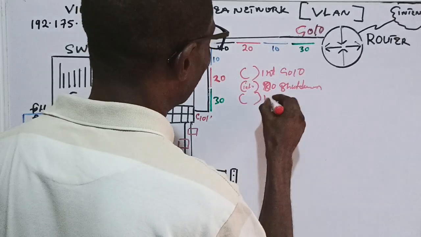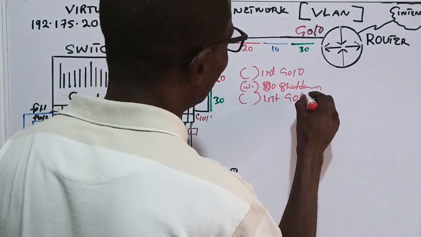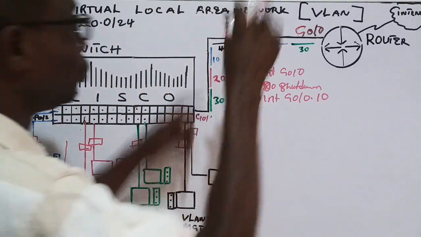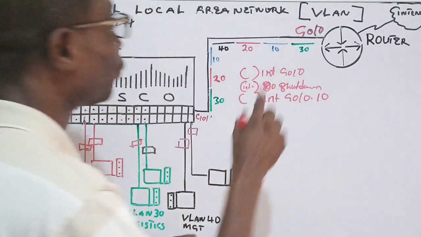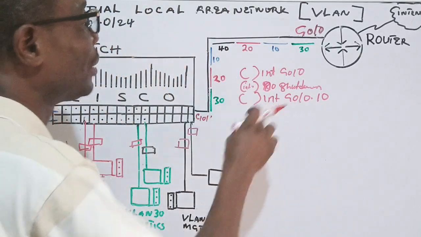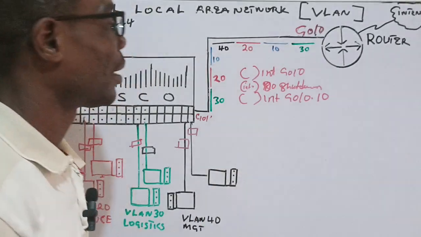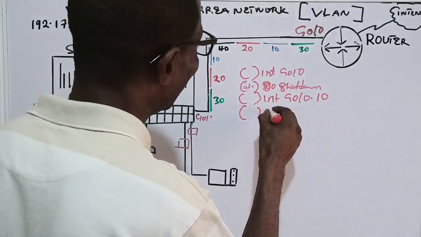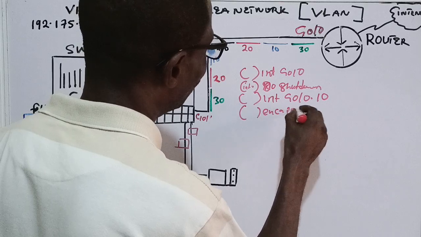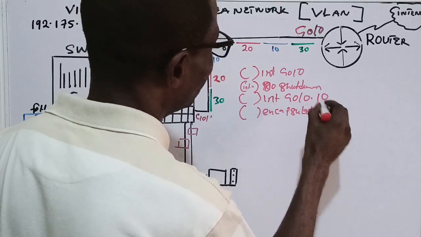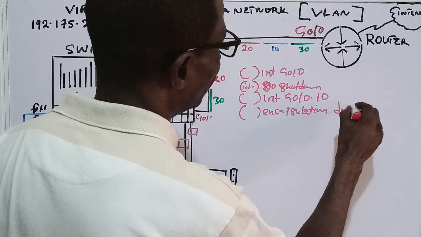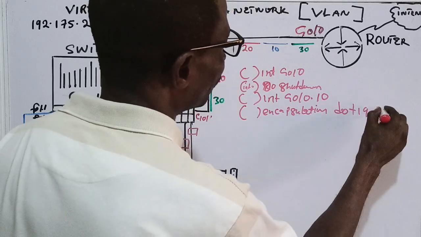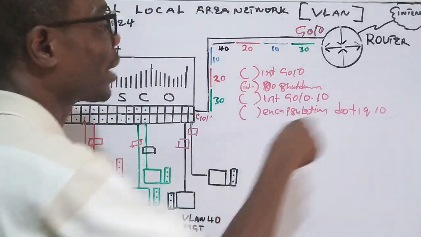Now you do interface GO/O dot 10, for VLAN 10. You hit enter. Okay, now it will tell you, without enabling shutdown, that GO/O sub-interface 10 is off and line protocol is off. What you need to do is put encapsulation dot1Q 10, that is VLAN 10. This is a trunking protocol.